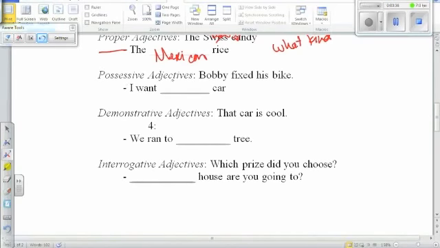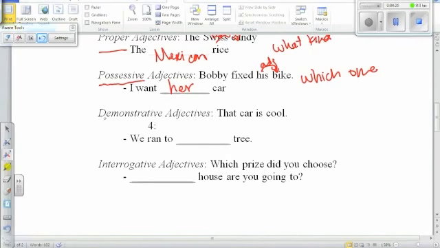Next, possessive adjectives. Possessive means it shows possession, so ownership. A lot of times these will be answering the question of which one. So if I read this sentence, Bobby fixed his bike, then I would say which bike? He fixed his bike. So his is an adjective telling me which bike. Other adjectives could be I want her car, I want their phone, I want my shoes. So any of those words that show ownership, tell me which one.